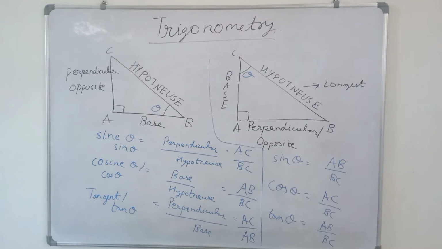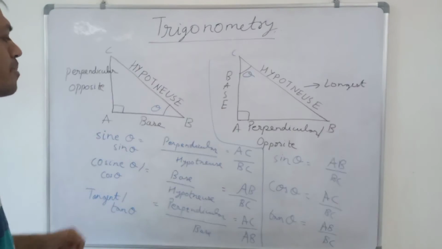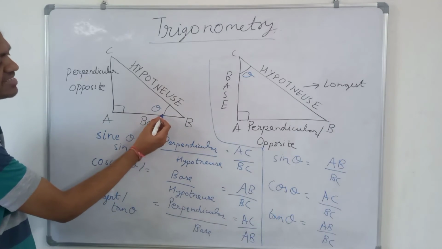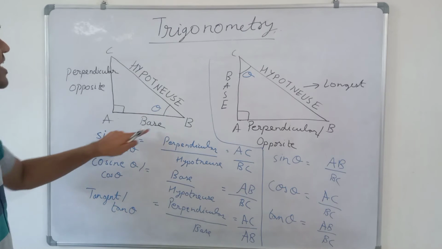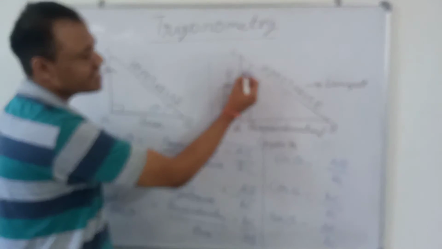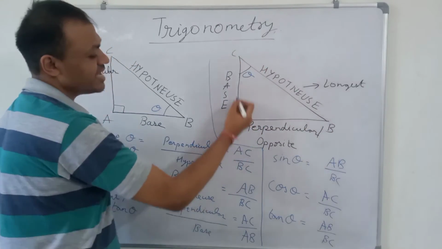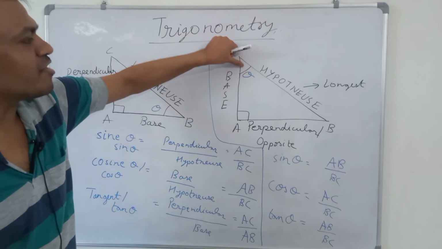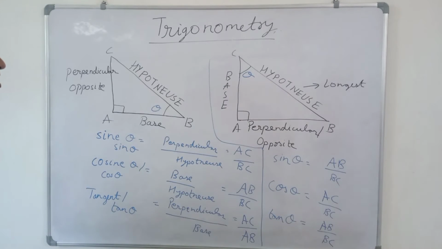So this is very important, that the perpendicular and base will change depending upon the angle. If we have taken the angle as B, then the perpendicular is AC and base is AB. But if we take the theta at C, then the perpendicular is AB and base is AC. Basically the base is the line on which both the angle and the right angle lie. So this is how we define the trigonometric ratios for this right angle triangle.